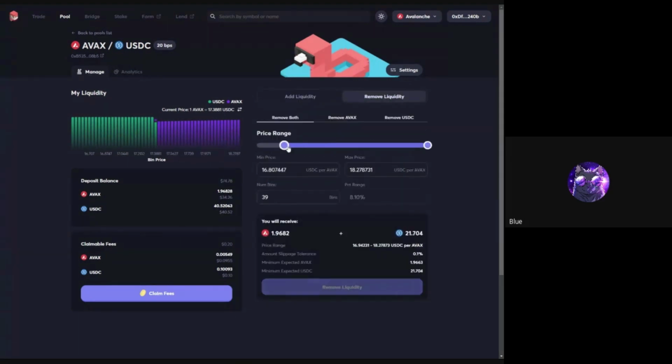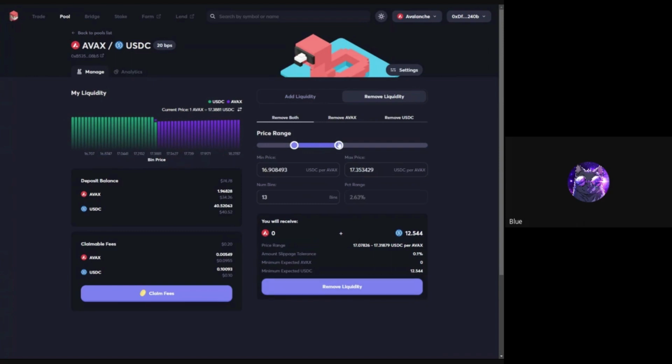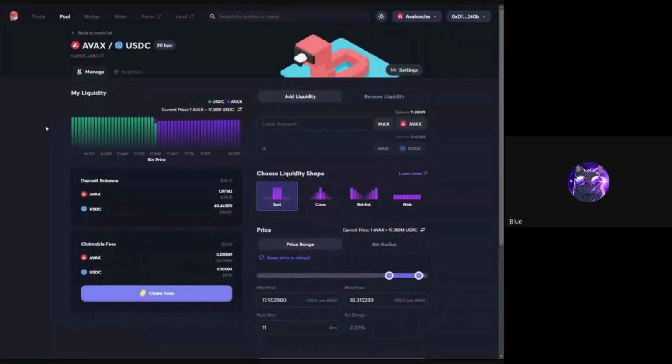With liquidity, you don't have to remove everything at once. You can remove one side of the market, so I can remove all of my AVAX or USDC, or when I go to remove both, I can choose to remove a section of liquidity instead of removing everything at once. And sometimes I've done this. I'll wait till the shape shows up. It's going to happen any second now. There we go. All right.